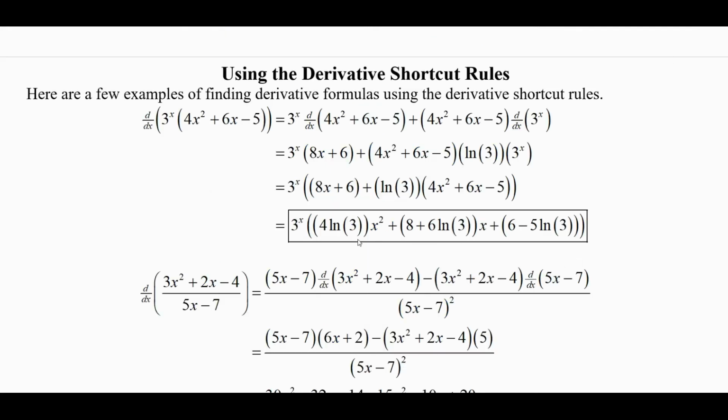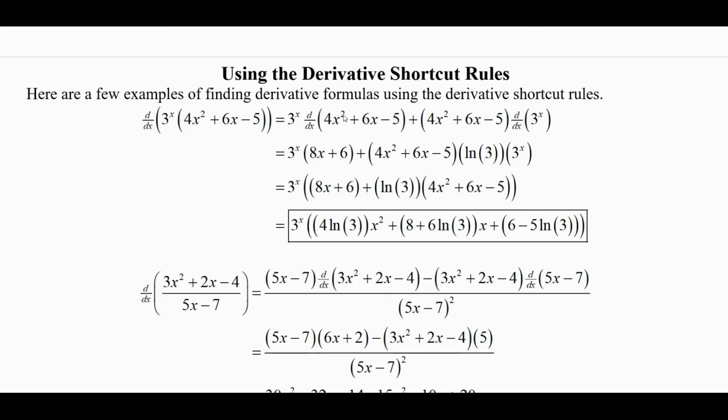Okay, so let's use the derivative shortcut rules and do a couple of examples here. So here are just a few examples. For example, the derivative of this function, 3 to the x power times parentheses 4x squared plus 6x minus 5. Using the product rule, it's the first times derivative of the second plus the second factor times derivative of the first. Derivative of this part here is pretty easy when you've got polynomial functions like this, or even sums of power functions.